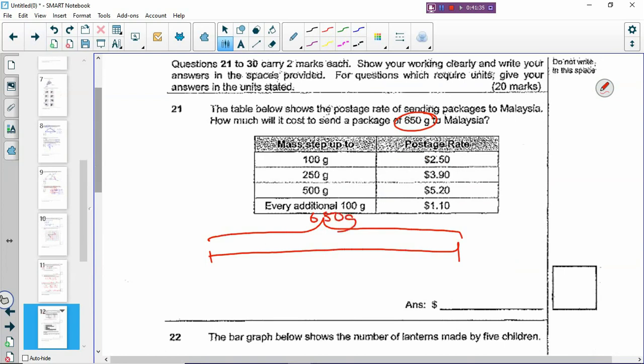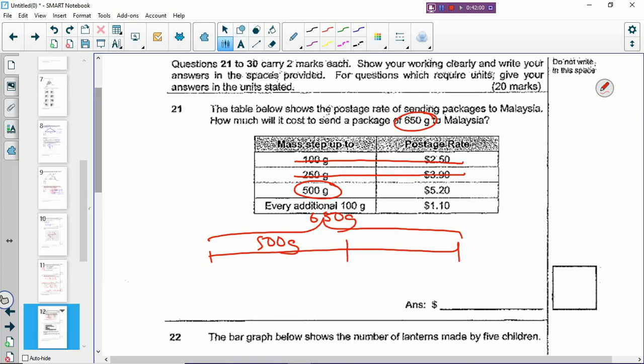And then there are some categories here. So which category do you look at? Is it 100 grams, 250 or 500? You look for the one that is closest to the actual mass, which is 650 grams. So you look at the 500 grams, which is the closest, and you cut out the first 500 grams. Which means you don't have to look at these two categories. All right, you can ignore them.